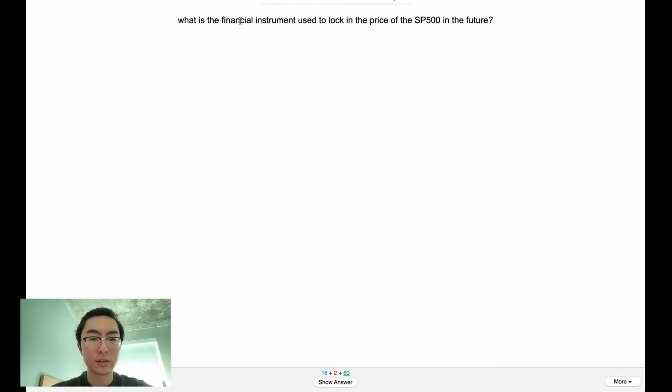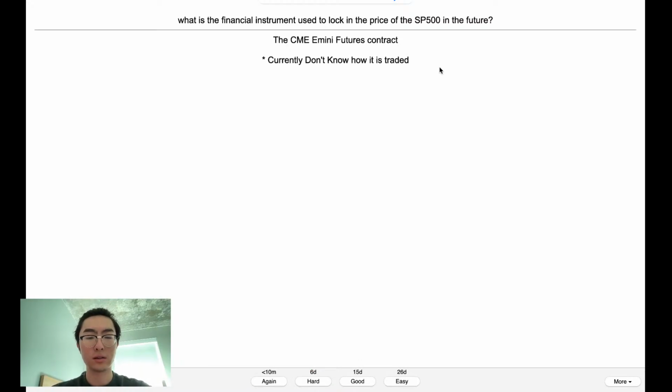What is a financial instrument used to lock in the price of the S&P 500 in the future? I believe this is the E-mini contract. CME E-mini. Yeah, still don't know how it's traded.